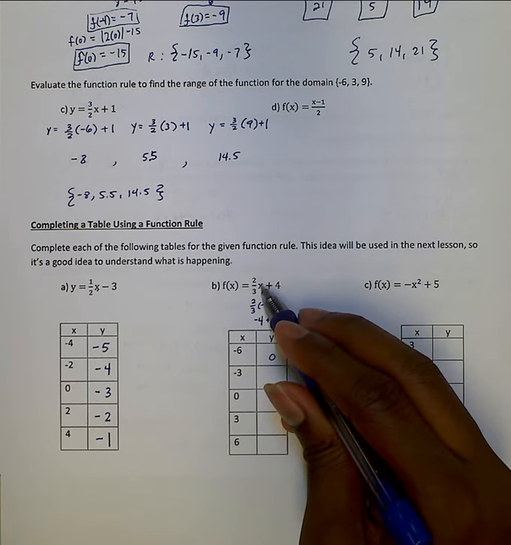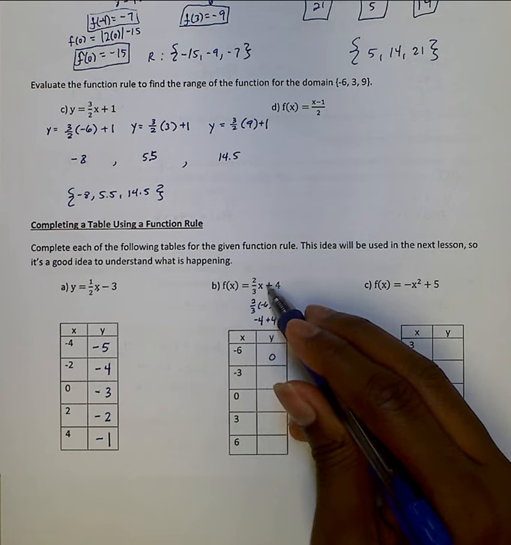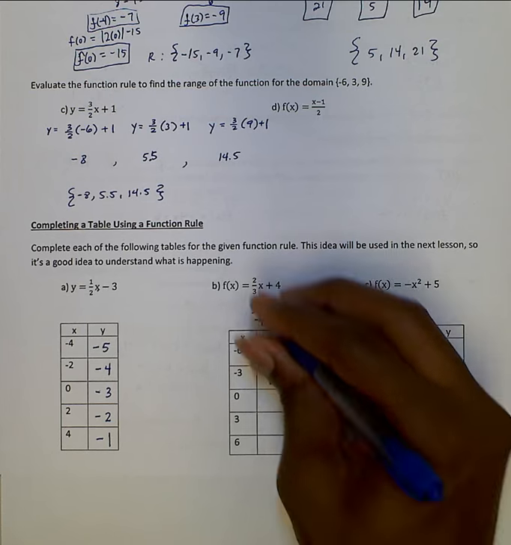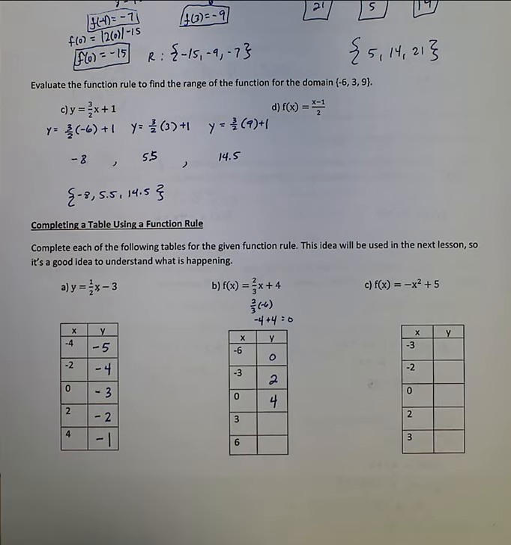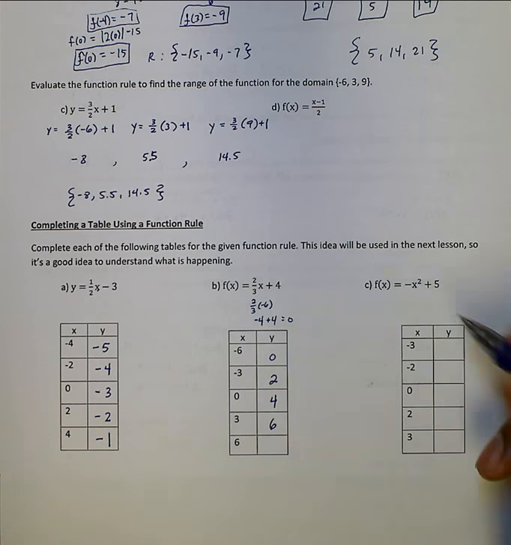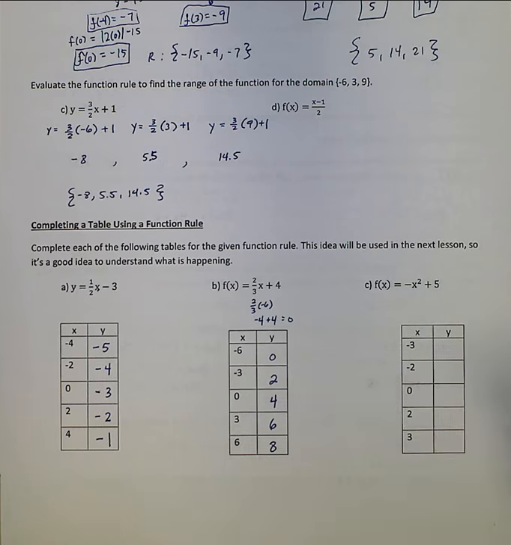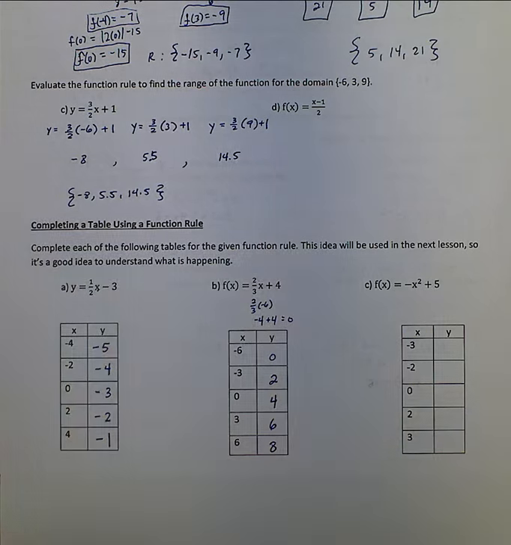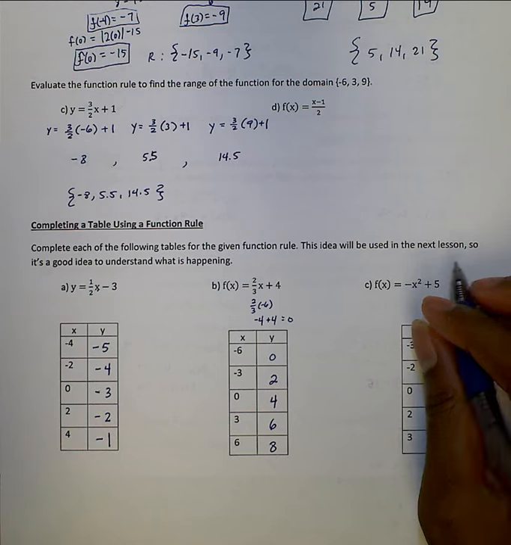Doing that again, that's -6 divided by 3, which is -2. -2 plus 4 is 2. 0 times 2/3 is 0. 0 plus 4 is 4. 3 times 2/3 is 2. 2 plus 4 is 6. 6 times 2/3 is 4. 4 plus 4 is 8. And then the last one here, if you feel like you got it, you can just do it on your own. If not, stick along with me.